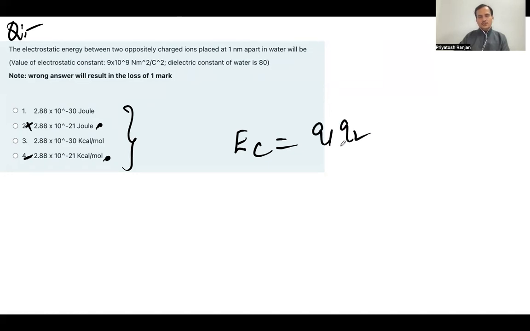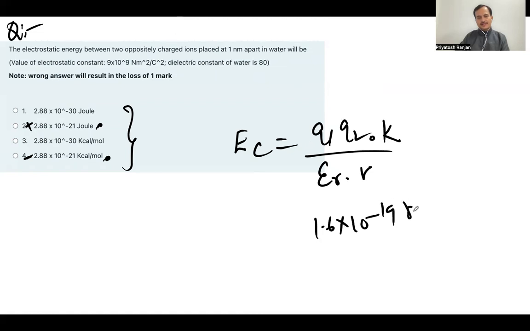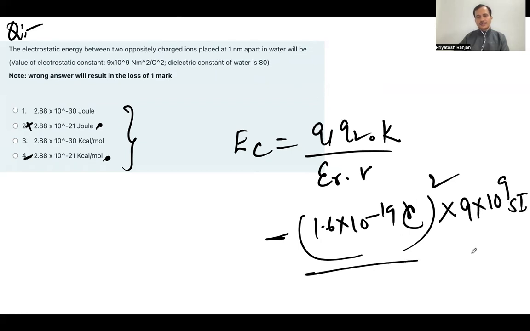So Q1, Q2, K, epsilon, R are given. Q1, Q2 given, they are point charges, 1.6 into 10 raised to minus 19 coulomb. You can square it. Since they are oppositely charged, it should be negative, plus and minus. Then K, Coulomb's constant, a universal constant whose value is 9 into 10 raised to power 9 in SI units. And then epsilon, the dielectric constant of water, is 80. What else is given? They are placed 1 nanometer apart. That means 1 into 10 raised to power minus 9 meter.